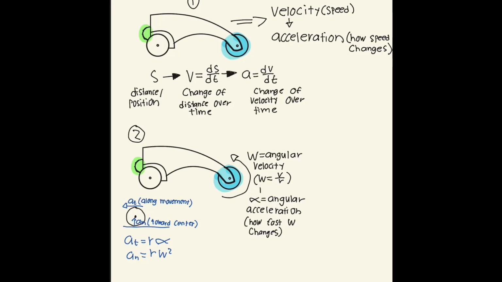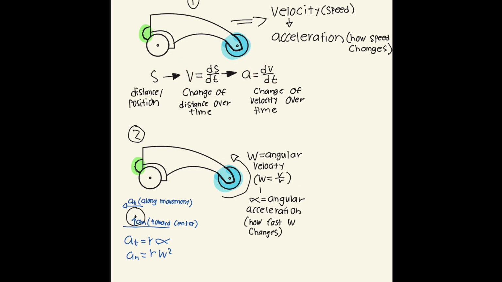So first one, when the car is moving forward, you know that it has a velocity, which is a speed, and acceleration, which is how the velocity changes. When you're given a distance, which is s, if you divide that distance value over a time, it's going to be a velocity. If you divide a velocity over the time, that's going to be an acceleration.